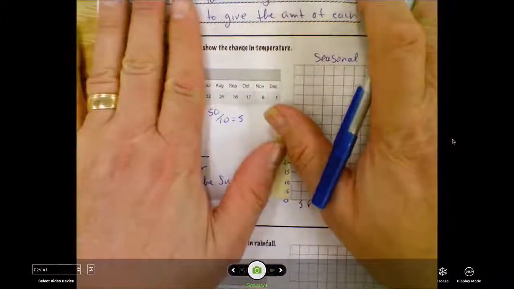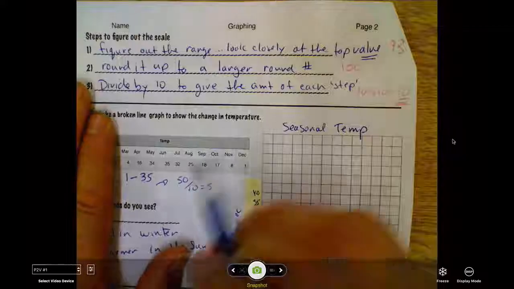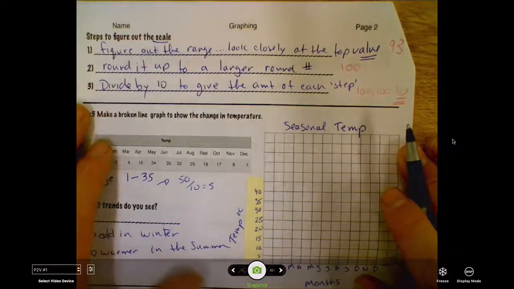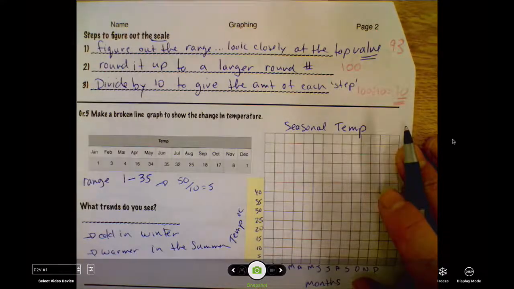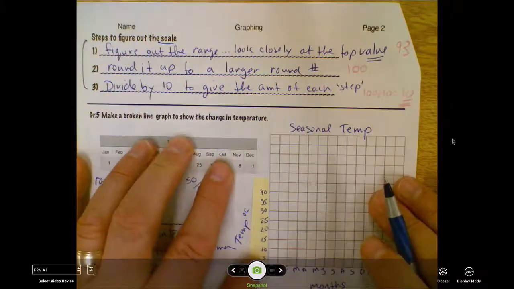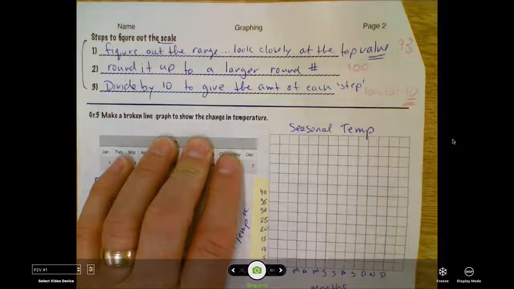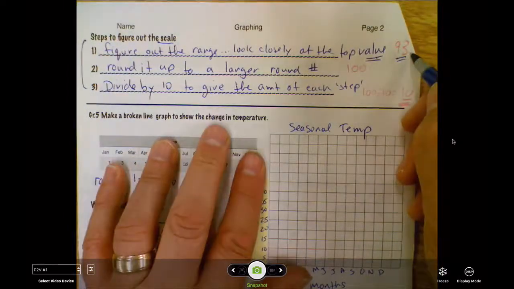On page 2, we're going to talk about graphing and how you make a graph. One of the important things is, how do you figure out what scale to use? That is quite a big problem. If you can figure that out, you're halfway home. So we wrote out what the steps were to figure out the scale. First of all, you have to take a look at the range of the data you get and look closely at the top value. Let's pretend the top value is 93.